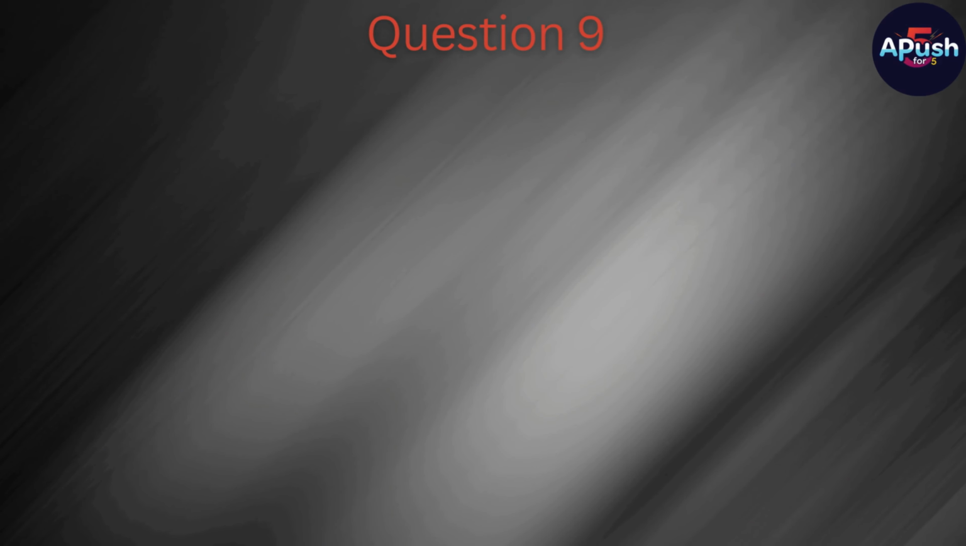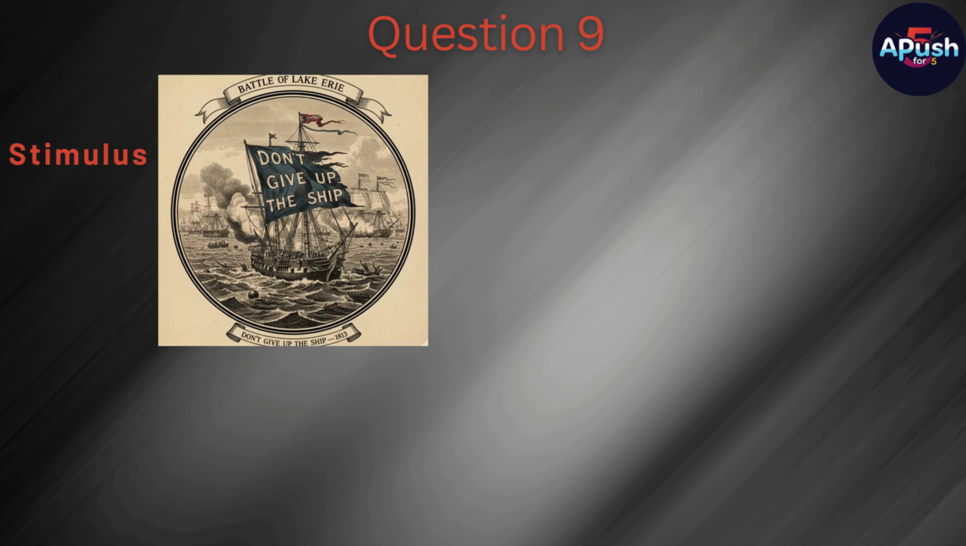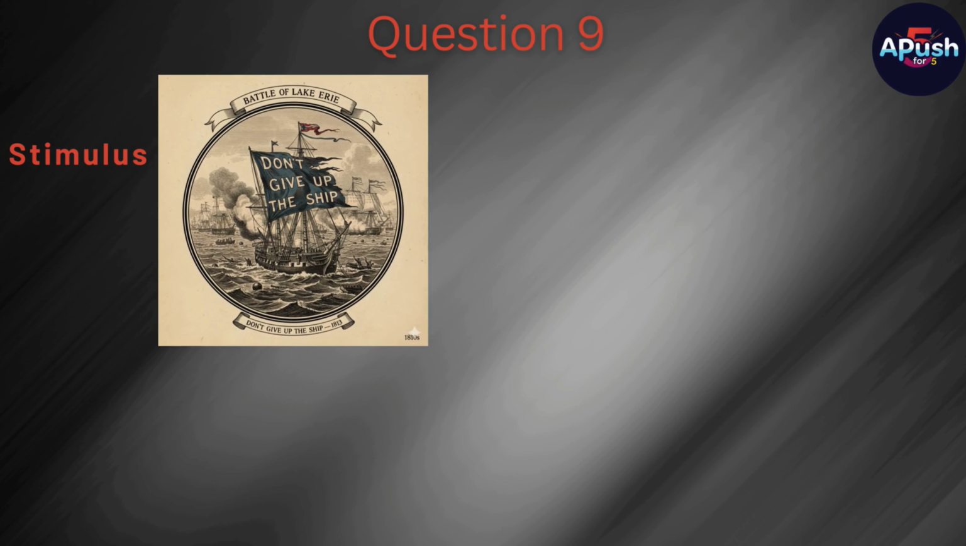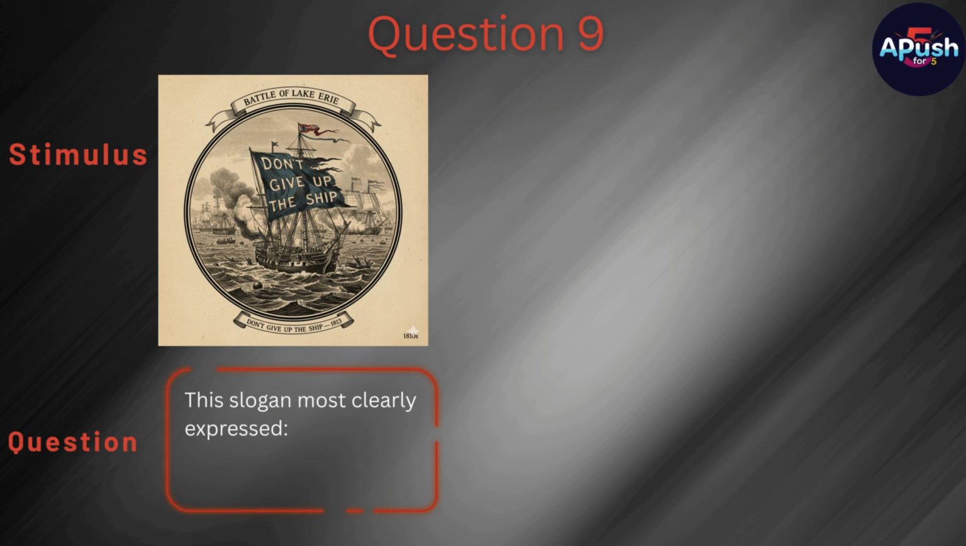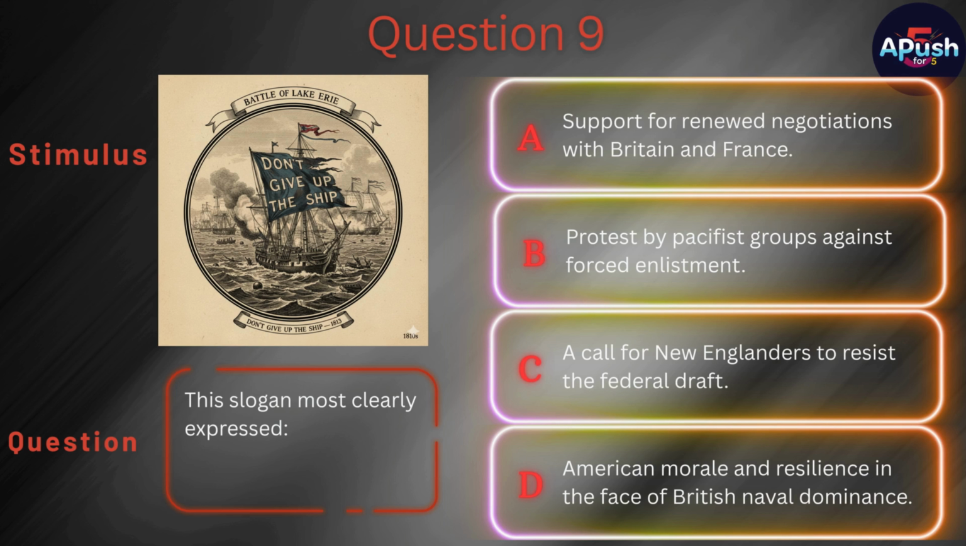Question 9. Stimulus. Battle of Lake Erie flag bearing the slogan, "Don't give up the ship." 1813. Question. This slogan most clearly expressed A. Support for renewed negotiations with Britain and France. B. Protest by pacifist groups against forced enlistment. C. A call for New Englanders to resist the federal draft. D. American morale and resilience in the face of British naval dominance.